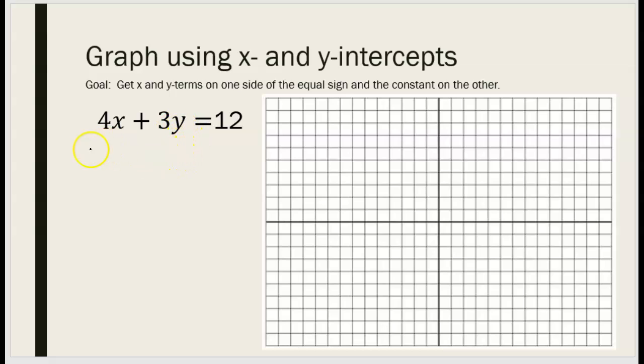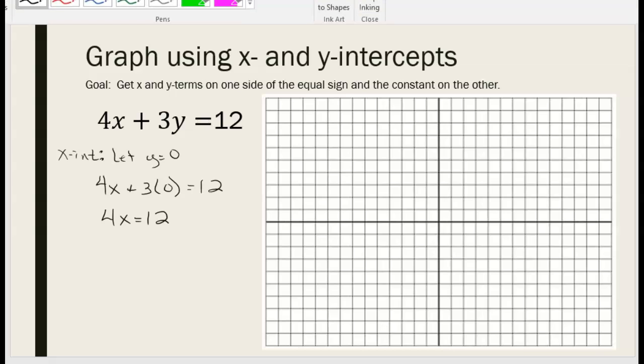So here's what that looks like. To find the x-intercept, I'm going to let y equal 0. So this becomes 4 times x plus 3 times 0 equals 12. Okay? So 3 times 0, of course, is just 0, right? So this turns into 4x equals 12. And then I can solve this equation.